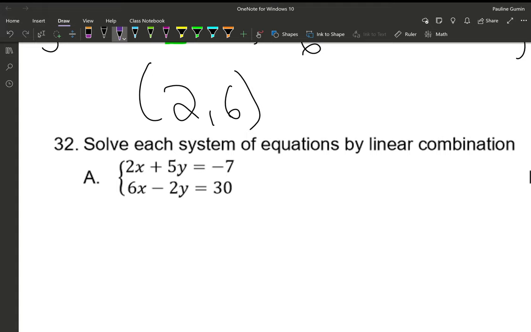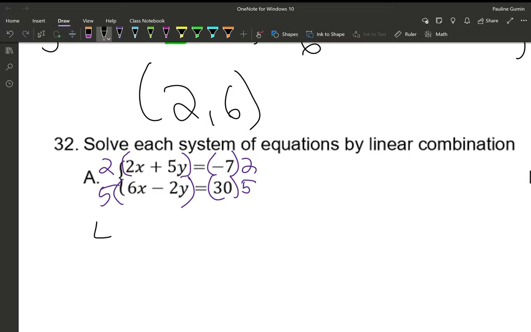Well, what I'm going to do to cancel those y's is multiply the top equation by 2 and the bottom one by 5. So the bottom one by the top number, top one by the bottom number. All right, let's see what we get as a result.